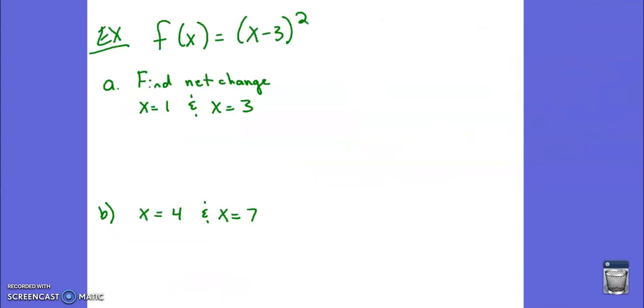All right, so let's look at an example. Let's look at several examples. So here's a function, f of x equals x minus 3, squared. You could graph this if you want, and we could look at what it looks like. Just drawing a quick graph, and this is not accurate, it's not on graph paper, but this is basically what it would look like.